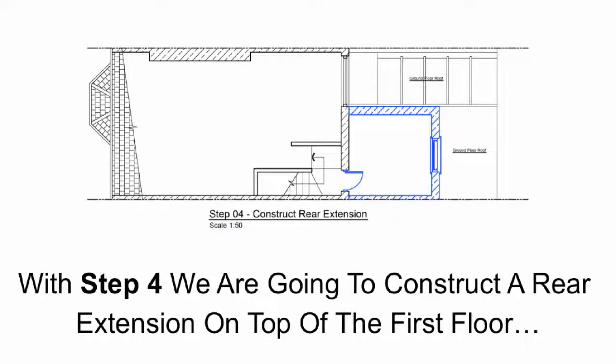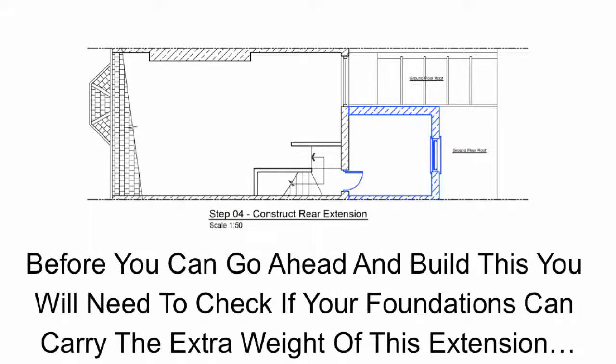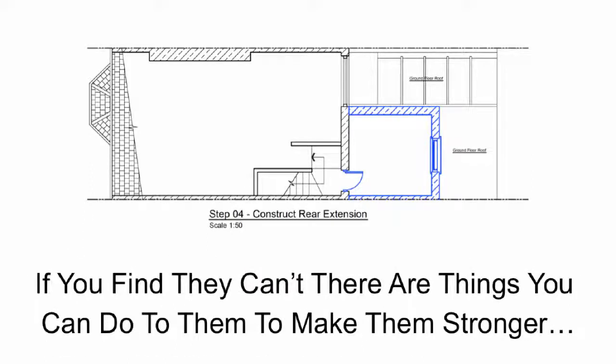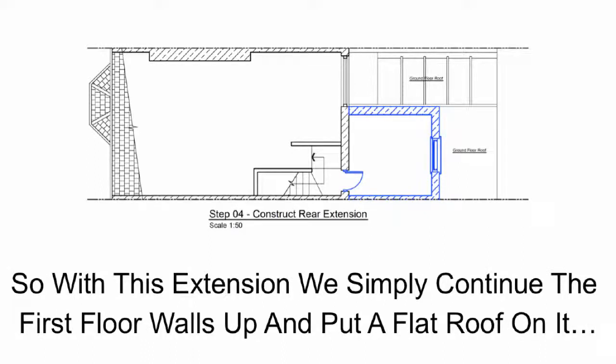With step 4, we are going to construct a rear extension on top of the first floor. Before you can go ahead and build this, you will need to check if your foundations can carry the extra weight of this extension. If you find they can't, there are things you can do to make them stronger. So with this extension, we simply continue the first floor walls up and put a flat roof on it.